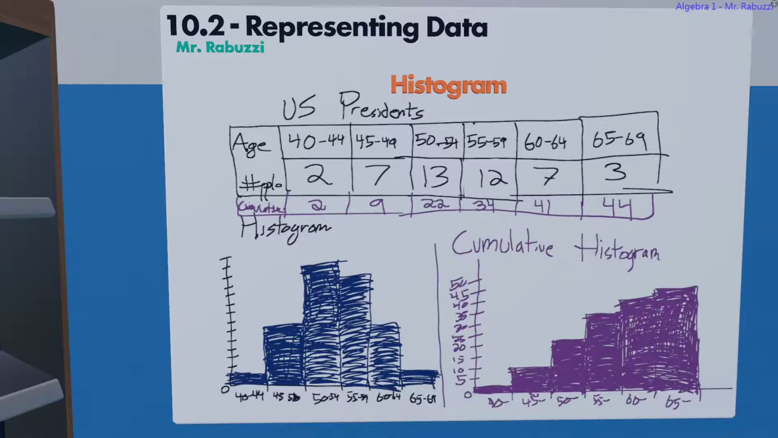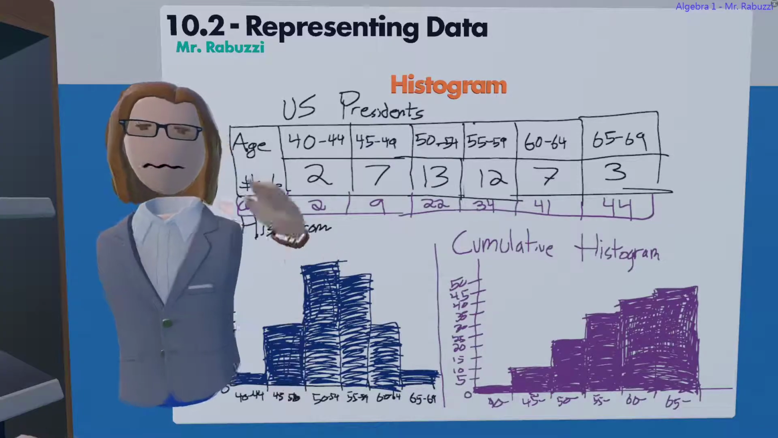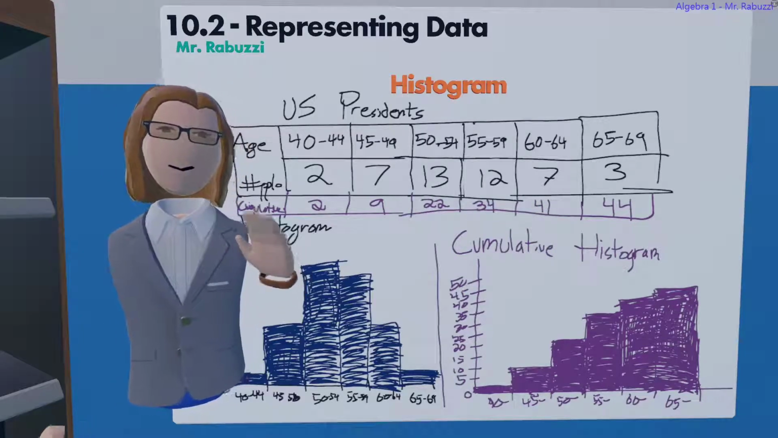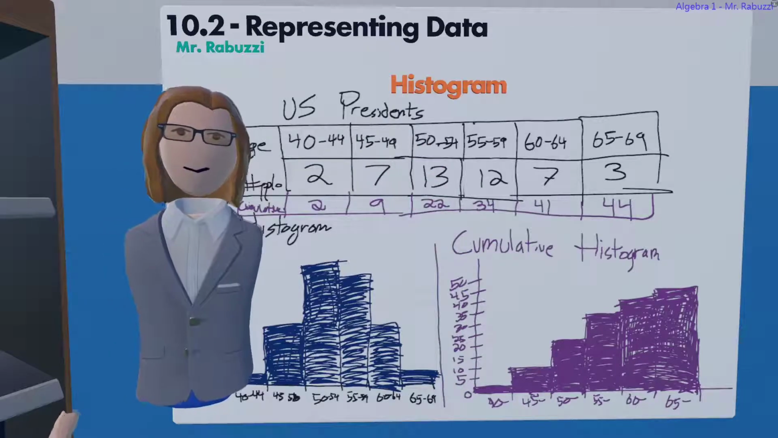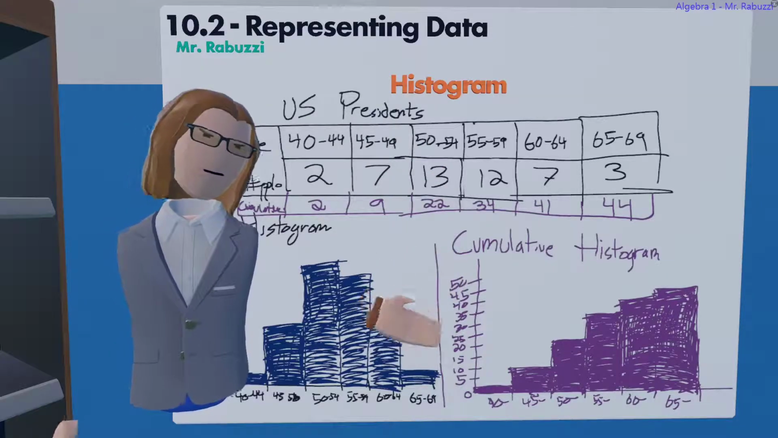Okay, there we go. So on the left is our histogram, where it just shows how many are in each category. And on the right is our cumulative histogram, which counts up how many get added to each category. Okay, so those are the ways we're going to represent data today. We have a dot plot, a bar graph, a histogram, and a cumulative histogram.